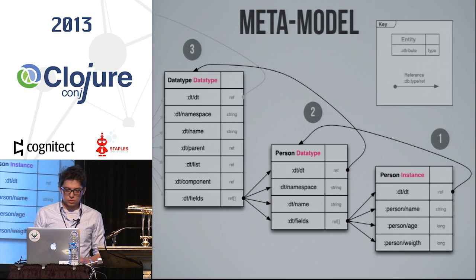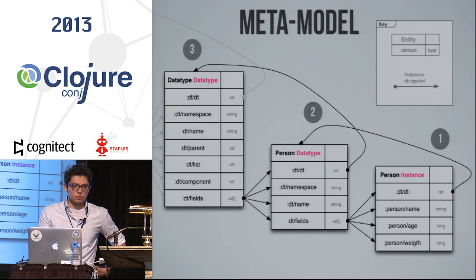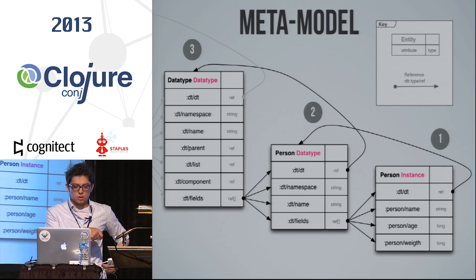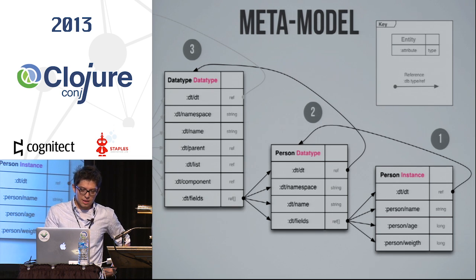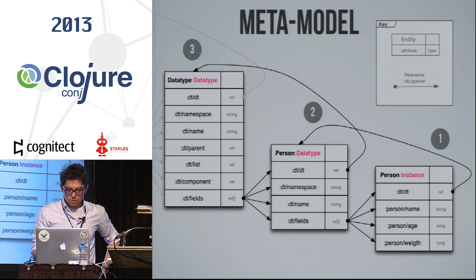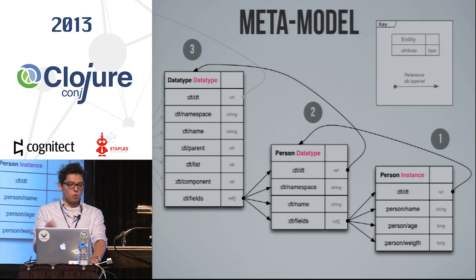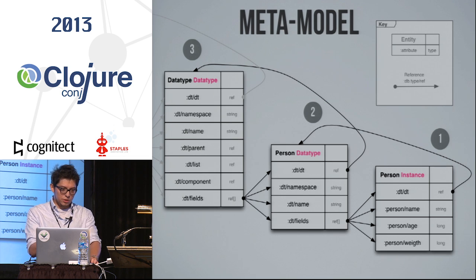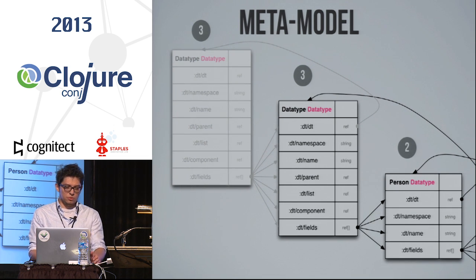Now, this is a graphical representation. And number one, that's our person instance. It has a data type attribute pointing back to its person data type entity. That person data type entity, number two, has a fields attribute. Those fields contain the definition of that instance, right? So it has a DT attribute, and name, and age, and a weight. And if you take that person data type and go back again, we reach the data type. And it's the exact same model, which means that whenever you reach that meta model, you have a model that describes itself.